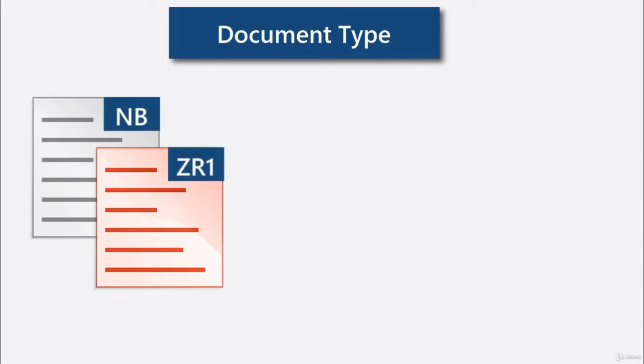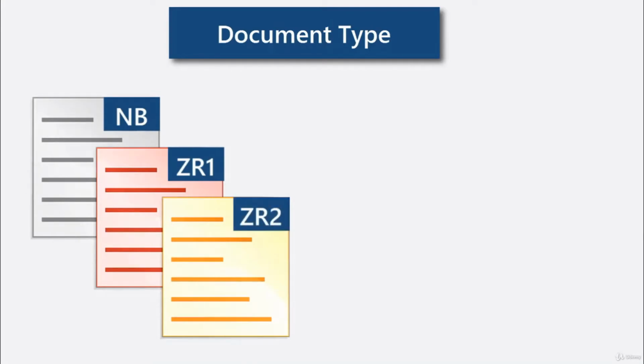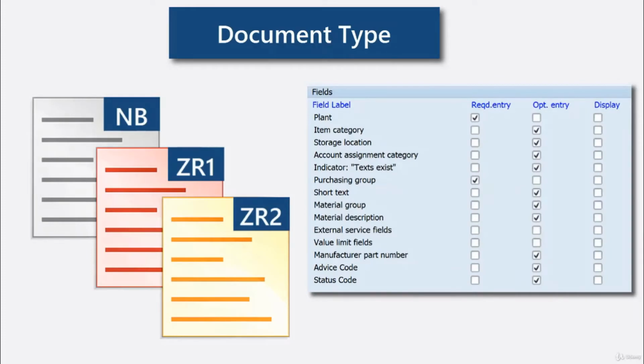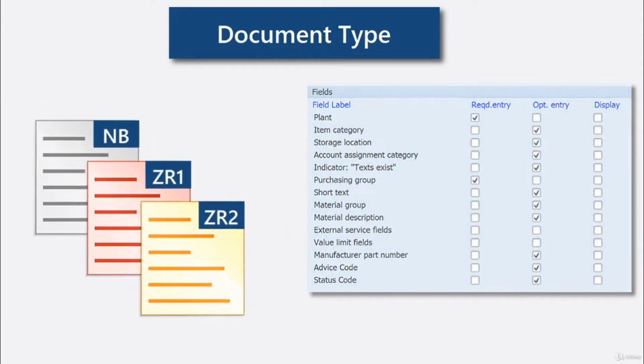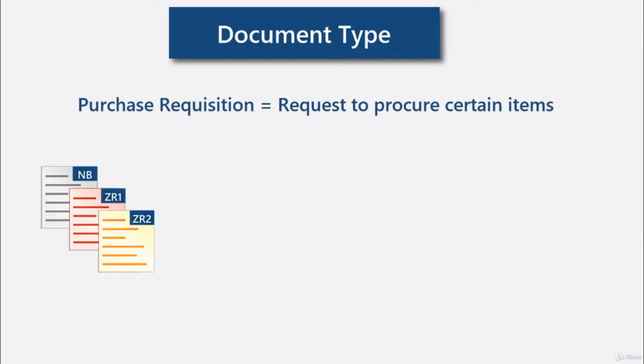Transactional data is generated by creating or changing a document. Each document belongs to a certain document type. Document types allow that a single transaction can be controlled differently. You may remember the lecture about customizing, where you've thrown a glance at how screen layouts of a transaction can be manipulated. Now, a purchase requisition is a request to procure certain items.